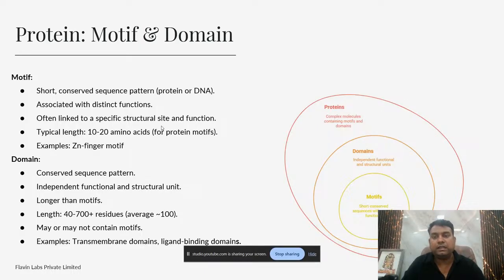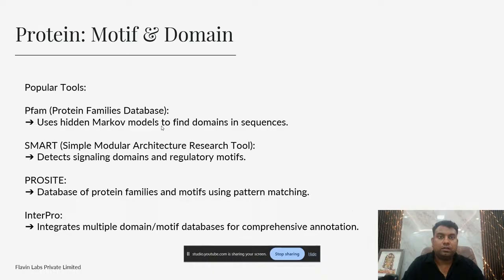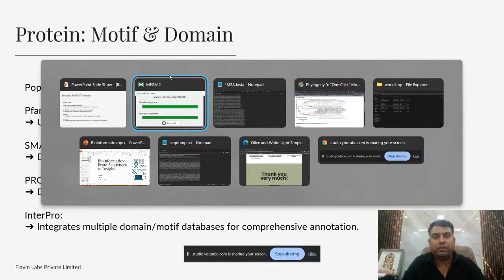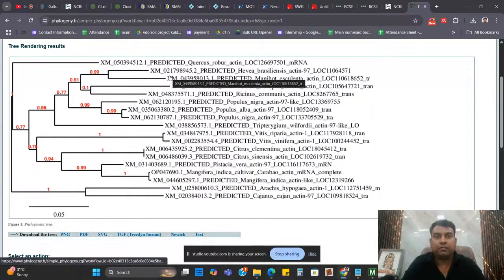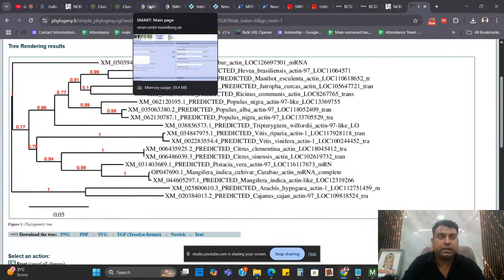So as you can see, motifs are a smaller part. Multiple motifs will give rise to a domain, and domains will further be translated into proteins. So these are motifs and domains. Popular tools for motifs and domains are Pfam, SMART, PROSITE, InterPro. There are a number of tools. To give you a slight brief on this, we will do SMART.